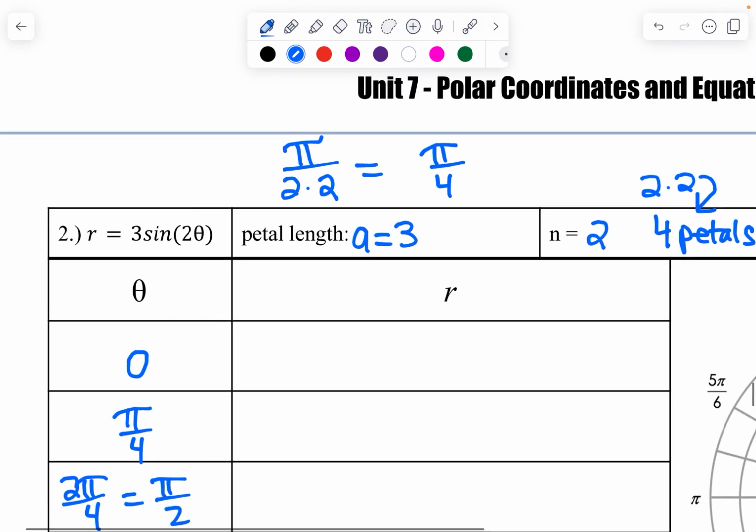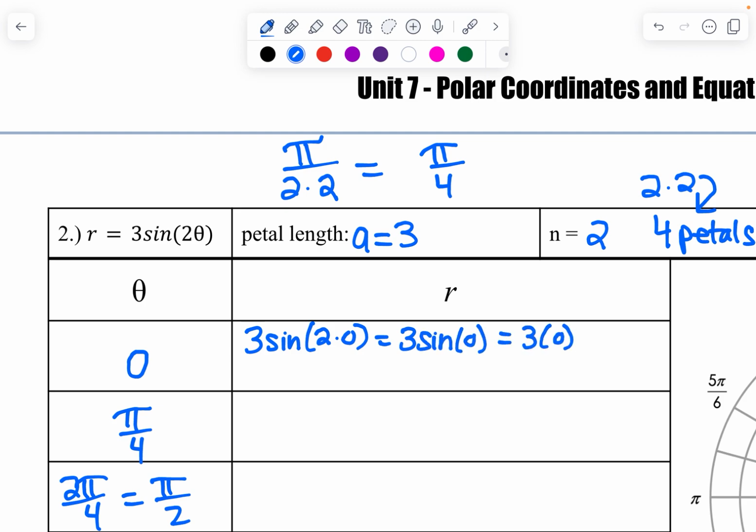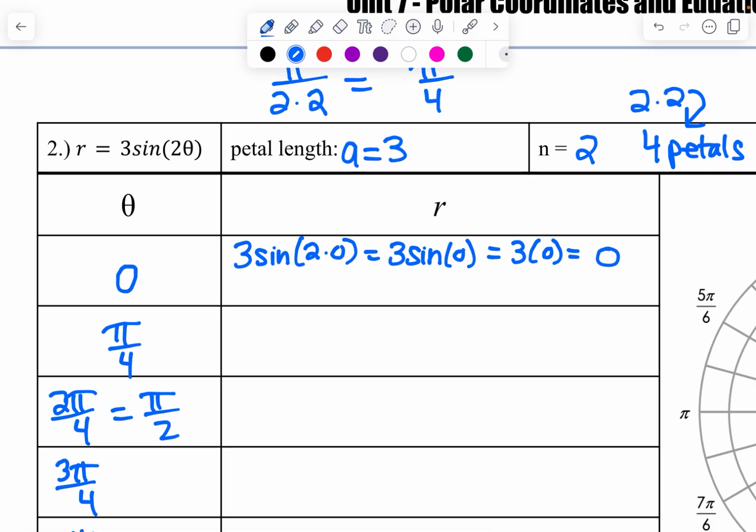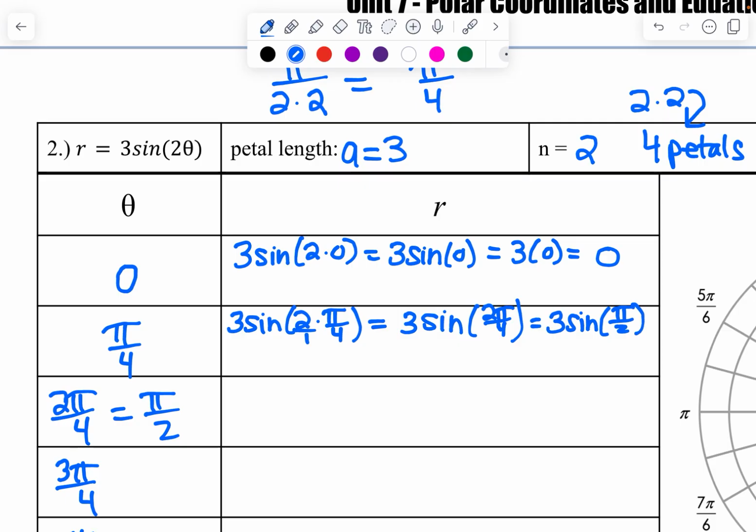So one at a time, we'll take them and plug them in, see what we get. So 3 times the sine of 2 times 0 means we have 3 times the sine of 0. And we know the sine of 0 is 0. So 3 times 0 just gives us 0 for the first one. So we start at 0, 0. If we plug in pi fourths, so remember 2 is 2 over 1, so we multiply it by pi fourths, we get 2 pi over 4, which reduces to pi over 2. And we know the sine of pi over 2 is 1, so 3 times 1 gives us 3.